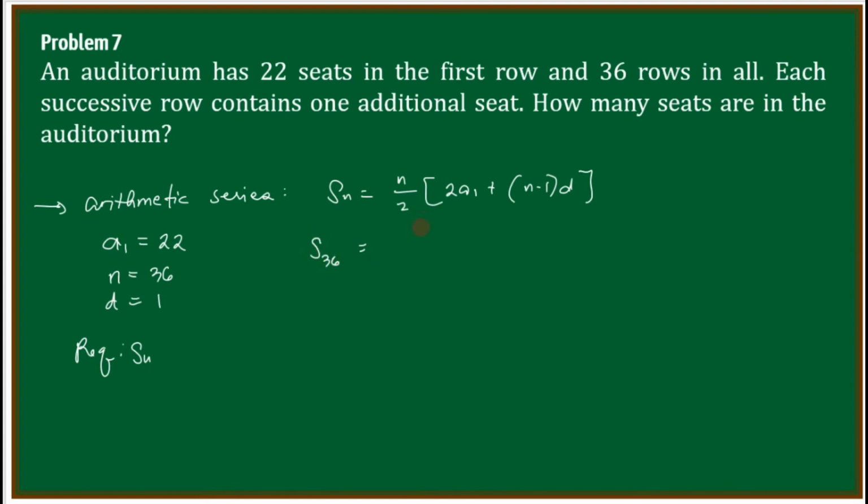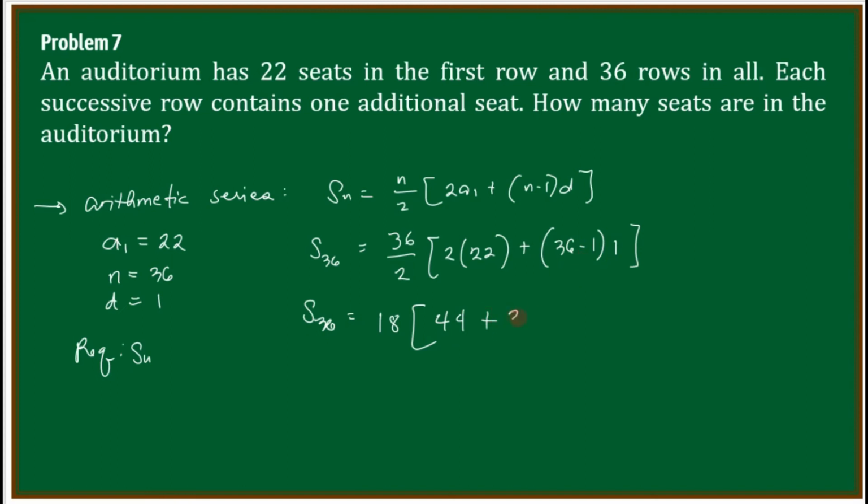So, S of 36. So, we have 36 over 2 times A sub 1, 22 plus N 36 minus 1. The common difference is 1. So, the sum will be 36 divided by 2 is 18 times 2 times 22, 44, plus 36 minus 1, 35 times 1, 35. And that will be 18 times 44 plus 35 is equal to 79. Then, 79 times 18 is equal to 1,422. So, yun yung ating answer. 1,422.